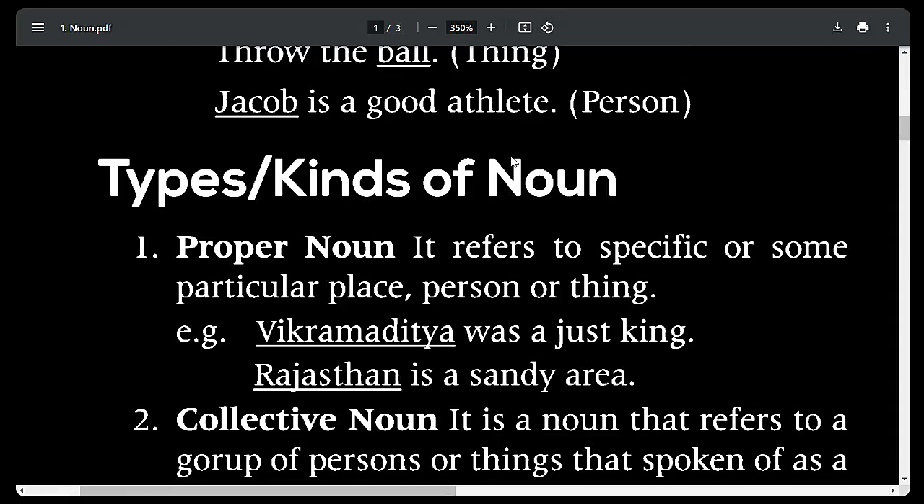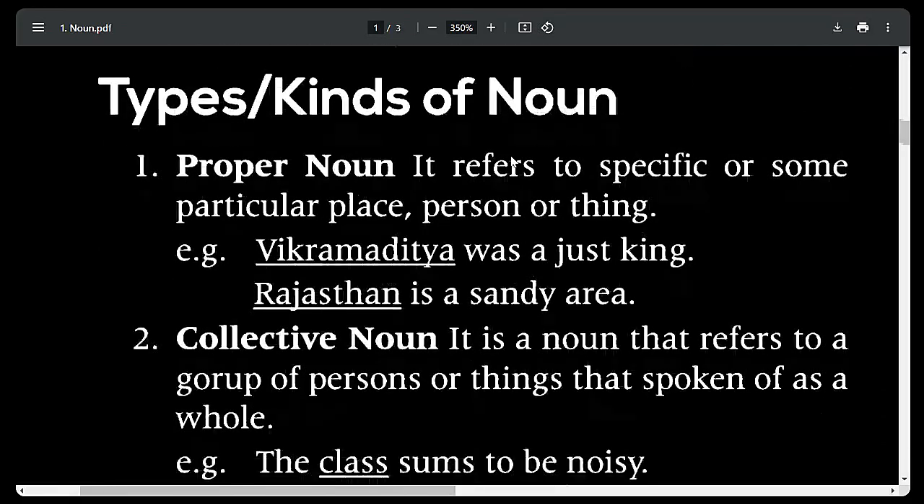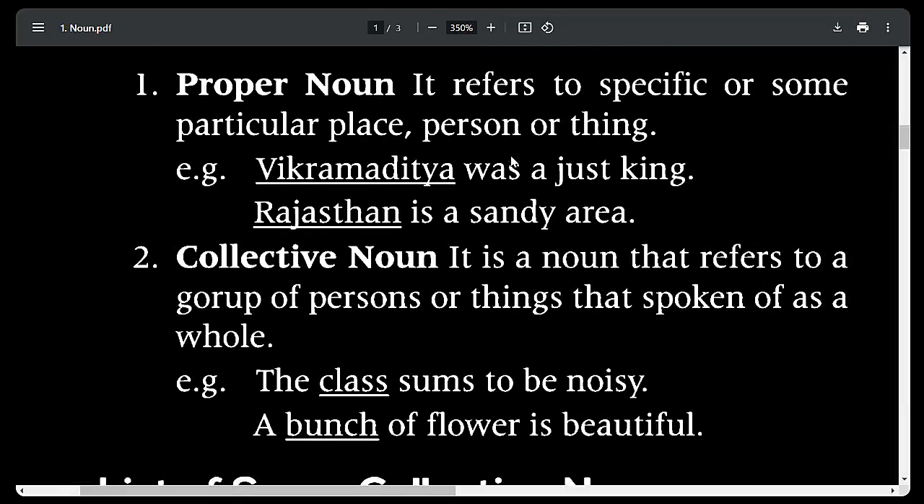Now collective noun. It is a noun that refers to a group of persons or things spoken of as a whole. So all the things together have a separate name, called a collective noun. The class seems to be noisy. If the collection of students together is there, the collective noun is called class. A bunch of flowers is beautiful. All the flowers together you call a bunch, or sometimes a bouquet.